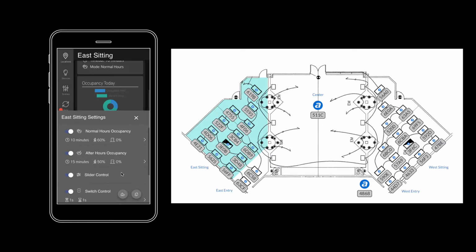Enabling after hours occupancy is a way to save even more energy during time periods when you don't expect people to be congregating in a space, but could expect occasional, short occupancy, such as security passing through.